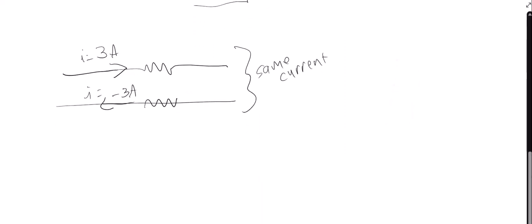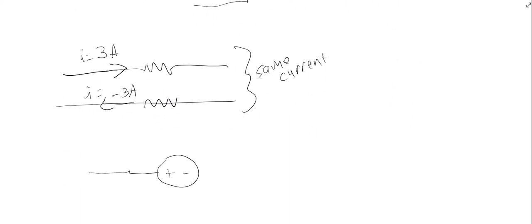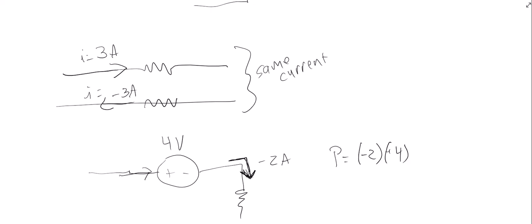But you don't really have to worry about that when you have one of these problems, because you just need to pay attention to, like, if I had this, so if I just look at what is labeled, use everything as labeled, so not changing the signs of anything, this -2 amp current entered into the positive side of my voltage source, and so my power is going to be -2 times +4, or -8 watts, so it's supplying power.